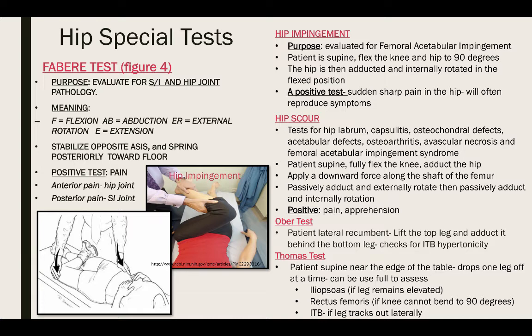And then there's the Ober test. You guys have had that one before. That's checking for the IT band. The patient lies on their side, and you take the top leg and drop it behind, and you're looking to see if it can drop down. If not, it might be a hypertonic IT band. And then Thomas test. We do this one all the time: sitting at the edge of the table, dropping one leg off, lying back, and checking to see, as we learned in lower crossed, we can identify issues in iliopsoas, rectus femoris, and the IT band.